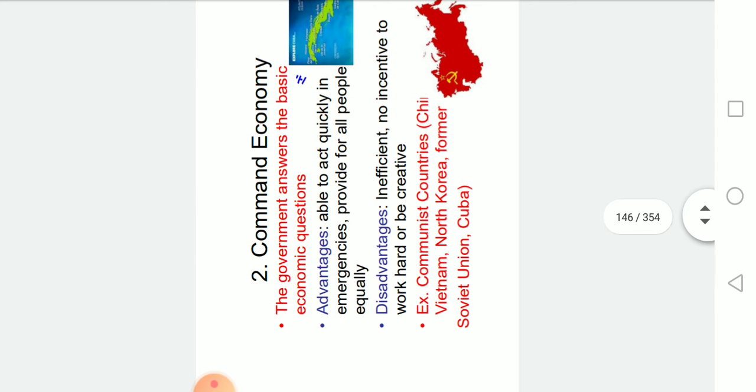What about the command economy? The command economy, I'm talking about the government answers. The government answers the basic economic questions. The advantages of the command economy, we have some advantages here. Yes, able to act quickly in emergencies, provide all people equally.